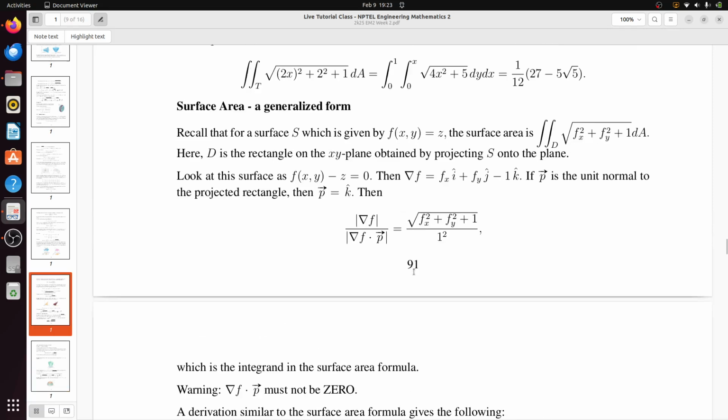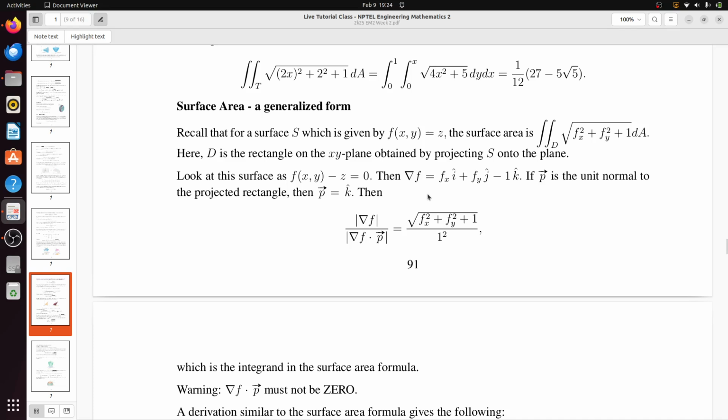Okay, now it is also a bit tough one. You need to calculate surface area in generalized form. Recall that for a surface S which is given by f(x, y) equal to z, the surface area is the double integral over D of square root of f_x square plus f_y square plus 1 dA. Here D is the region on the xy plane obtained by projecting S onto the plane. Look at this surface as f(x, y) minus z equal to 0.